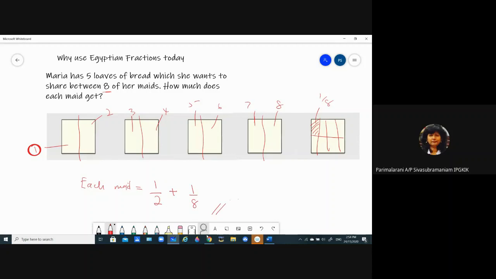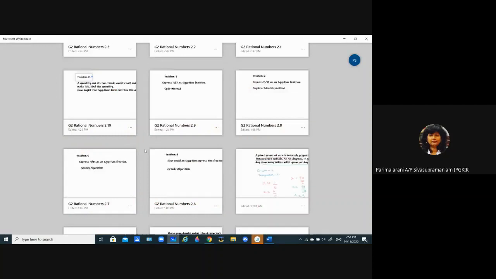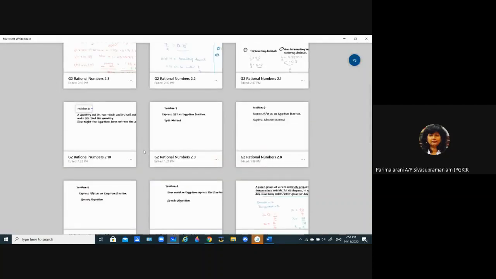So this is how they work out their fractions. This is how they divide. Half, half, half, and then give everybody 1/8 more. So that is how Egyptian fractions came about, and it is really quite useful. We use this in daily life, although we don't realize that it is Egyptian fractions. Okay, now we're going to solve some problems regarding Egyptian fractions.